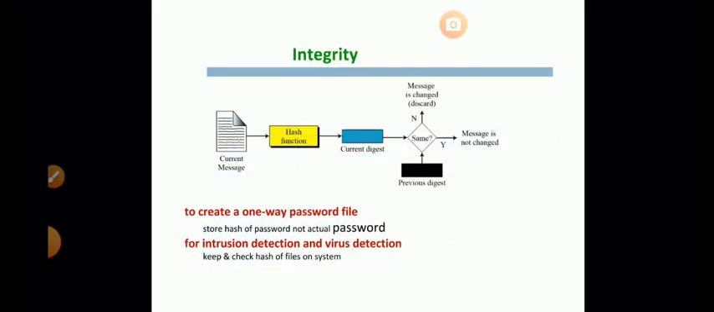Next, the main objective of hashing is integrity. It achieves integrity like this: consider we have a current document. For that document you find the hash function, so that it gives you the current message digest. You compare that message digest with the previous message digest. If both are equal, we can say the particular message is not altered during the transmission. This is how we can check the integrity of the document.